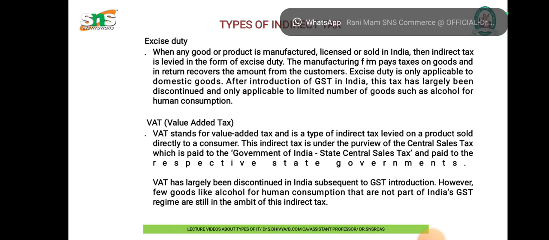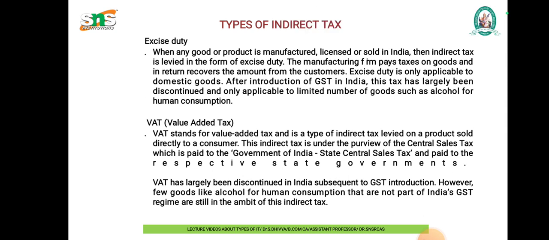Next, VAT, value added tax. Value added tax is the indirect tax levied on products sold directly to the consumer. This indirect tax comes under the purview of the central sales tax, which is paid to the government of India, and the state sales tax, paid to the respective state government. VAT has largely been discontinued in India subsequent to the GST introduction because it is a double tax. So it is submerged under GST.